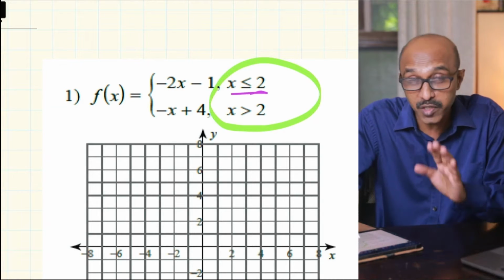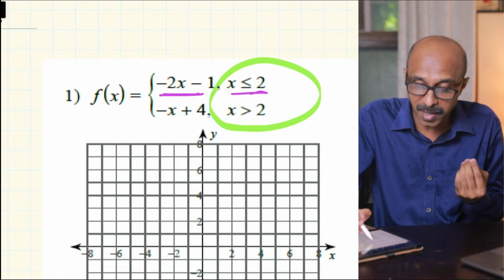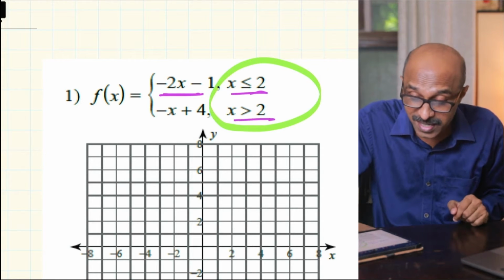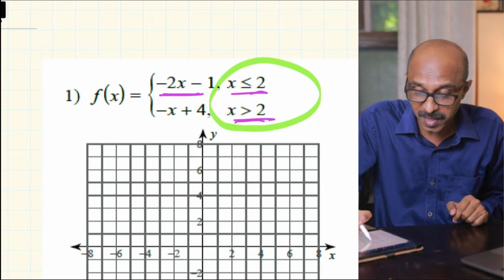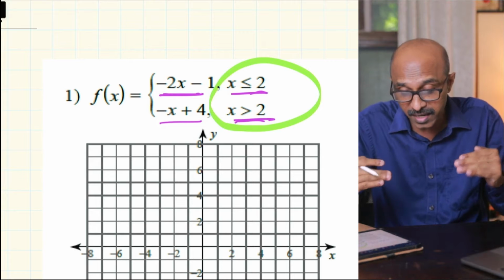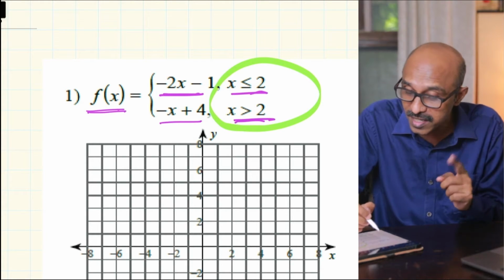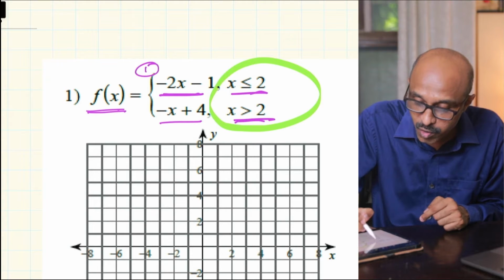Can you see this? For values of x less than or equal to 2, it's defined by this straight line, minus 2x minus 1. And for values of x greater than 2, it's defined by another straight line. So literally, it's two different pieces of straight line that make up the same one function. It's the same one function f of x that's defined in two pieces.